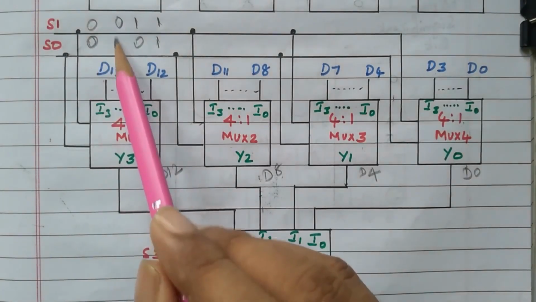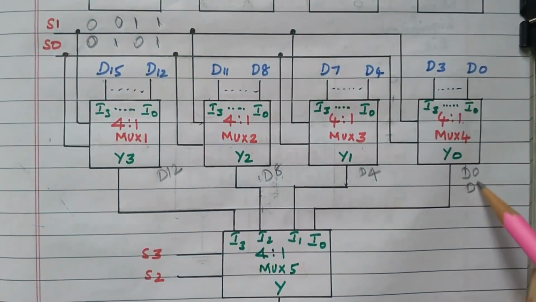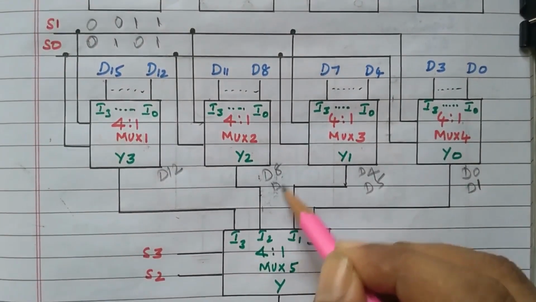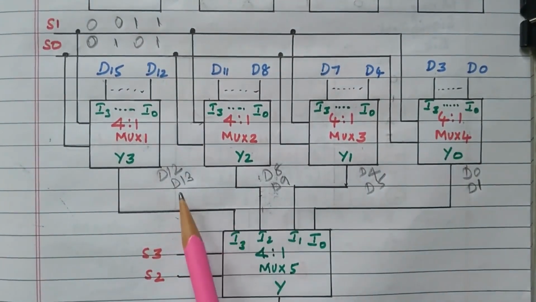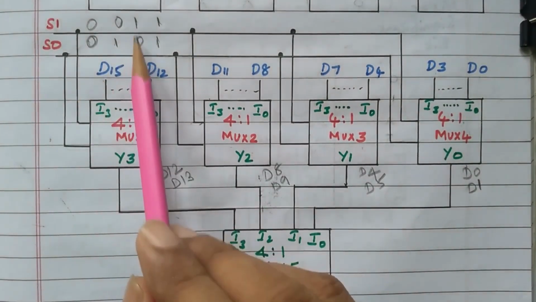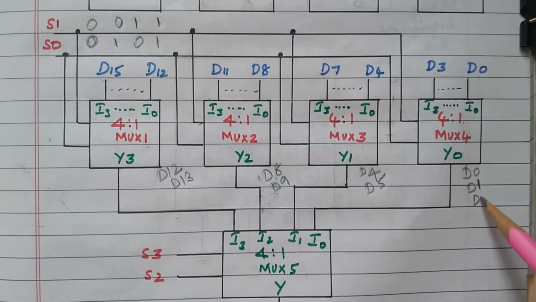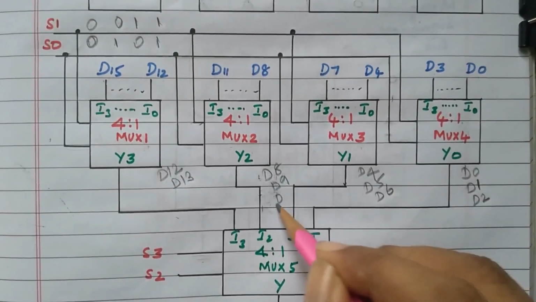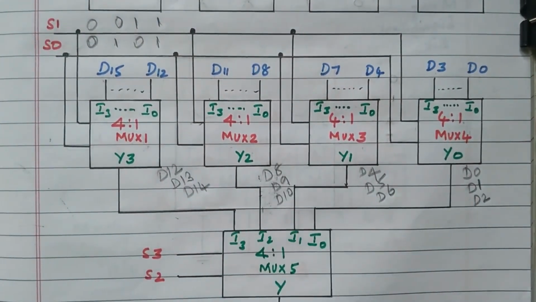The second combination 0, 1. 0, 1 means next data. D0 becomes D1, D4 becomes D5, D8 becomes D9, D12 becomes D13, which will be available at the output, right? The next data. Similarly, the next combination 1, 0. 1, 0 means D0, D1, then D2 will be available at the output. Here D6 will be available. Here D10 will be available. Here D14 will be available at the output.